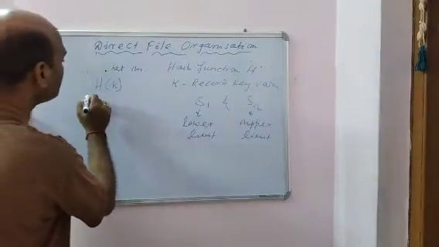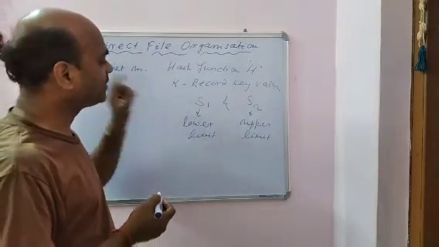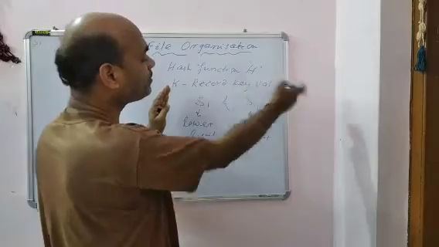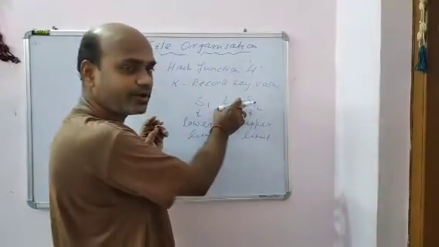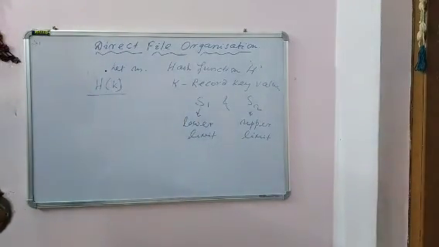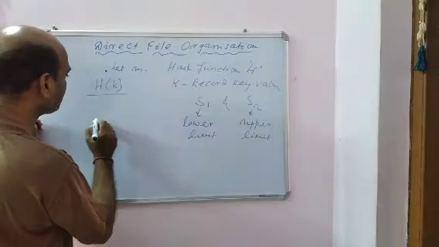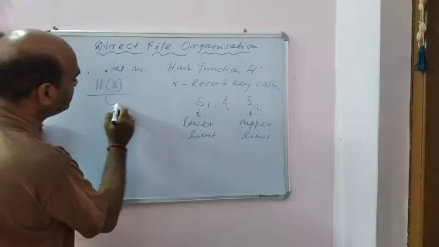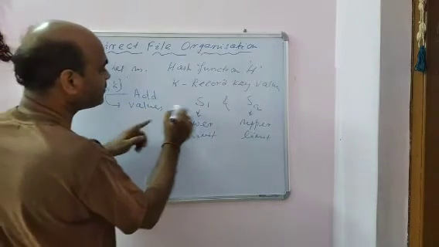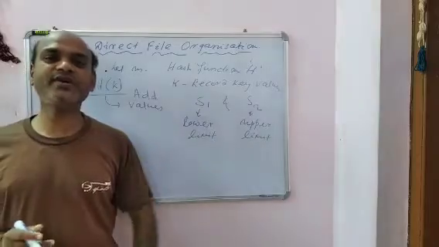So here H of K provides this address. That address must lie between S1 and S2, not beyond S1, not beyond S2. Means within this limit S1 and S2, all binary addresses will be generated by this hash function. So the requirement of the hash function H of K is that it provides address values, binary addresses, that must lie between S1 and S2, so that we can directly fetch that particular record.